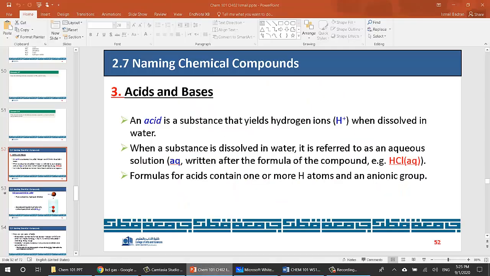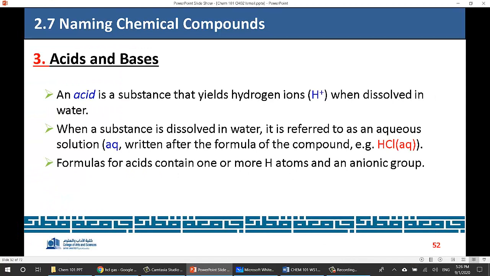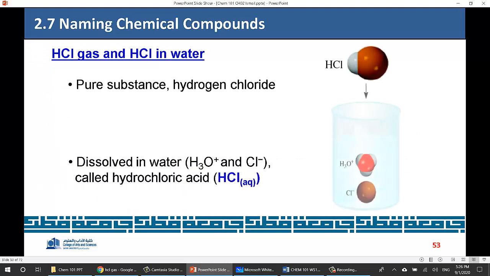So our topic today is about acids and bases. An acid is a substance that yields hydrogen ions when dissolved in water. Usually the molecular form of an acid starts with H, so HCl, HBr, HNO3, etc. When a substance is dissolved in water, it's referred to as an aqueous solution, with aq written after the formula of the compound, for example, HCl aqueous. Formulas of acids contain one or more H atoms and an ionic group. This slide explains again what is happening with HCl. When you put it in water, it forms H3O plus ions or H plus ions and Cl minus, and now it has a different name.